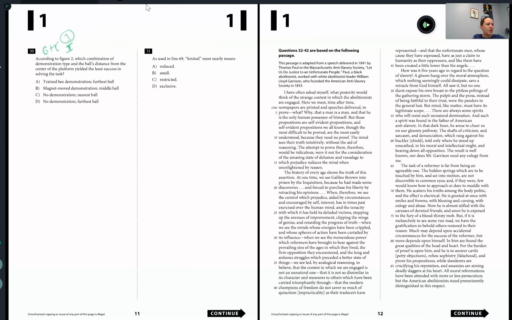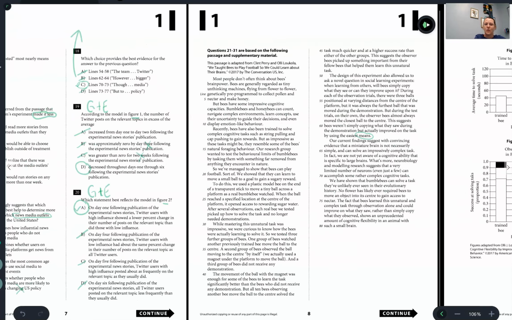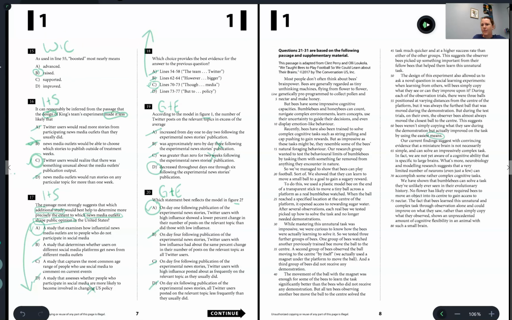And then, oh, look, we have this little word in context snuck in here. That's interesting. So line 69, the word limited, that would also be a tier 1 if you were working through it in that way.